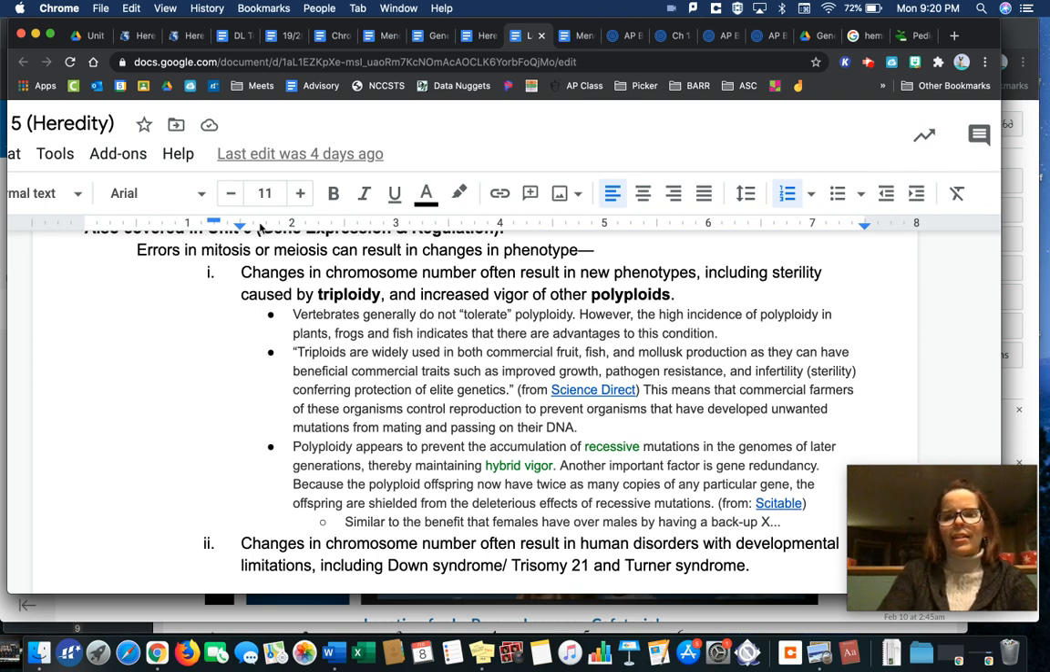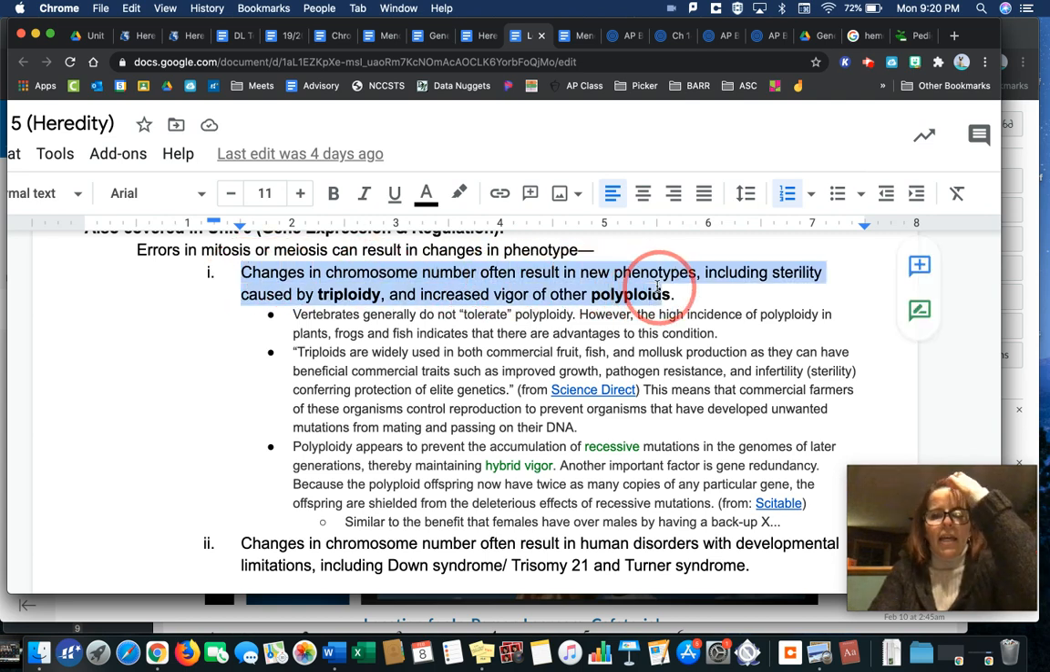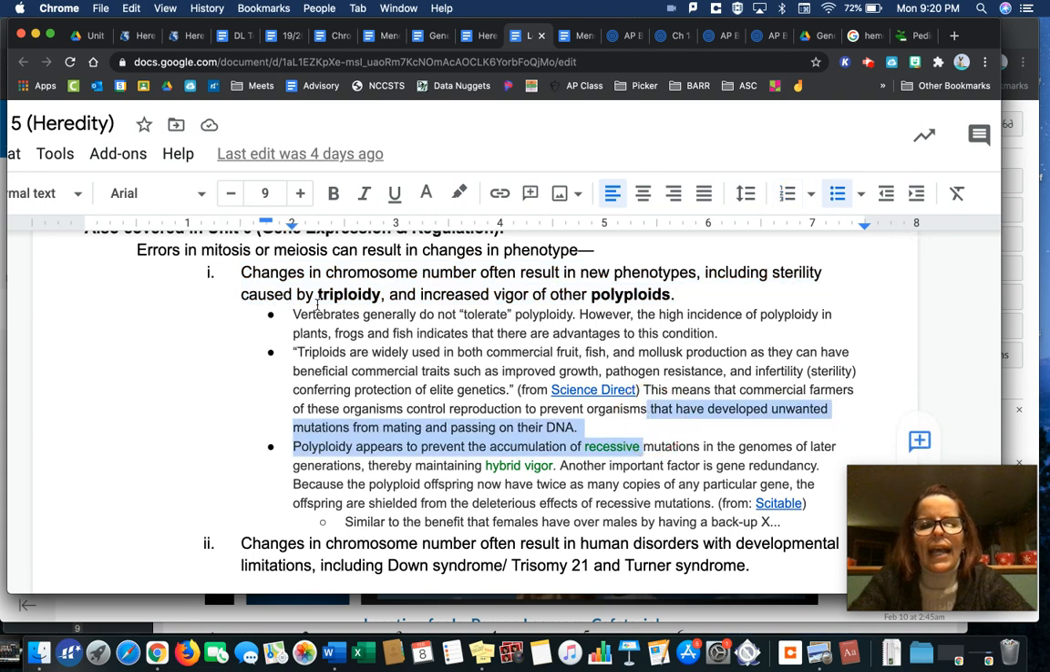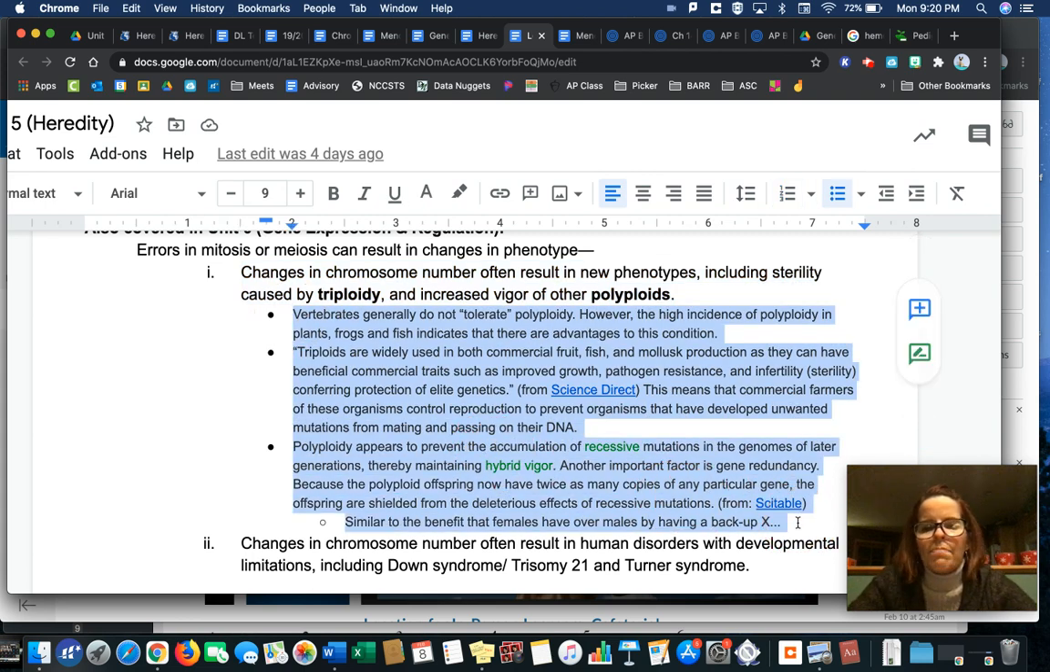So this is a confusing learning target. Changes in chromosome number often result in new phenotypes, including sterility caused by triploidy, I have to explain that, and increased vigor of other polyploids. So I don't think we covered that a whole lot in the other things. So I added these little paragraphs. So let's just go through them here really quickly.